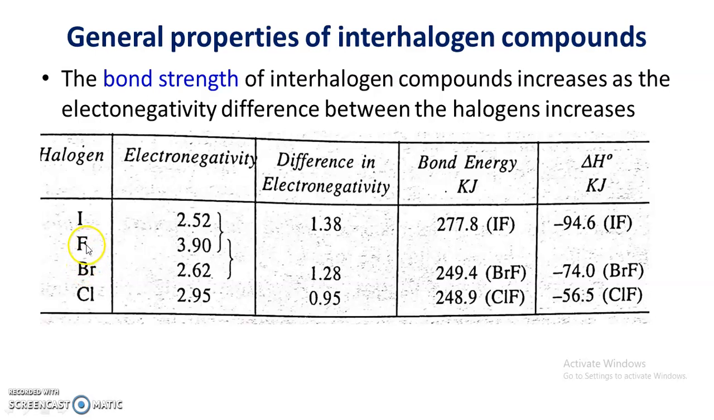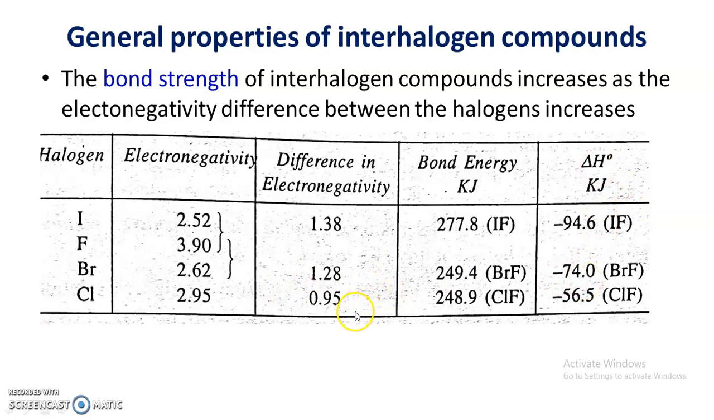Now consider the formation of bromine monofluoride. There is an involvement of fluorine and bromine here. The electronegativity difference between fluorine and bromine will be 1.28. So as electronegativity difference decreases, bond energy also decreases. For bromine monofluoride, bond energy is 249.4 and bond formation energy is 74 kilojoule per mole. So as the electronegativity difference decreases, bond energy also decreases and enthalpy of formation also decreases.